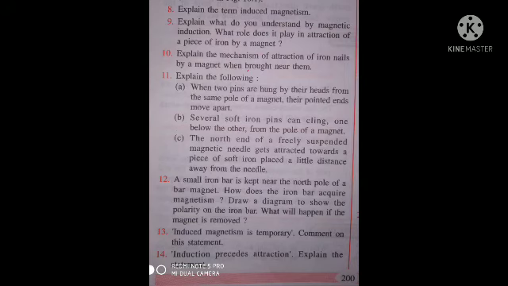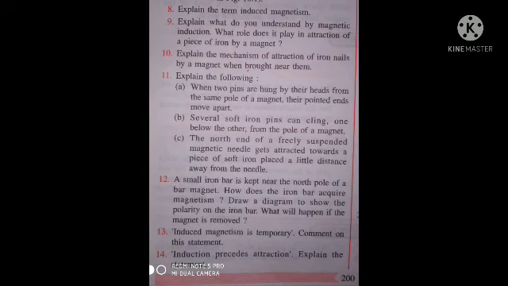Question number 10. Explain the mechanism of attraction of iron nails by a magnet when brought near them. When iron nails are brought near one end of a magnet, the nearer end of the piece acquires an opposite polarity by magnetic induction. Since unlike poles attract each other, therefore iron nails are attracted towards the end of the magnet. Thus the iron nail first becomes a magnet by induction and then it is attracted.